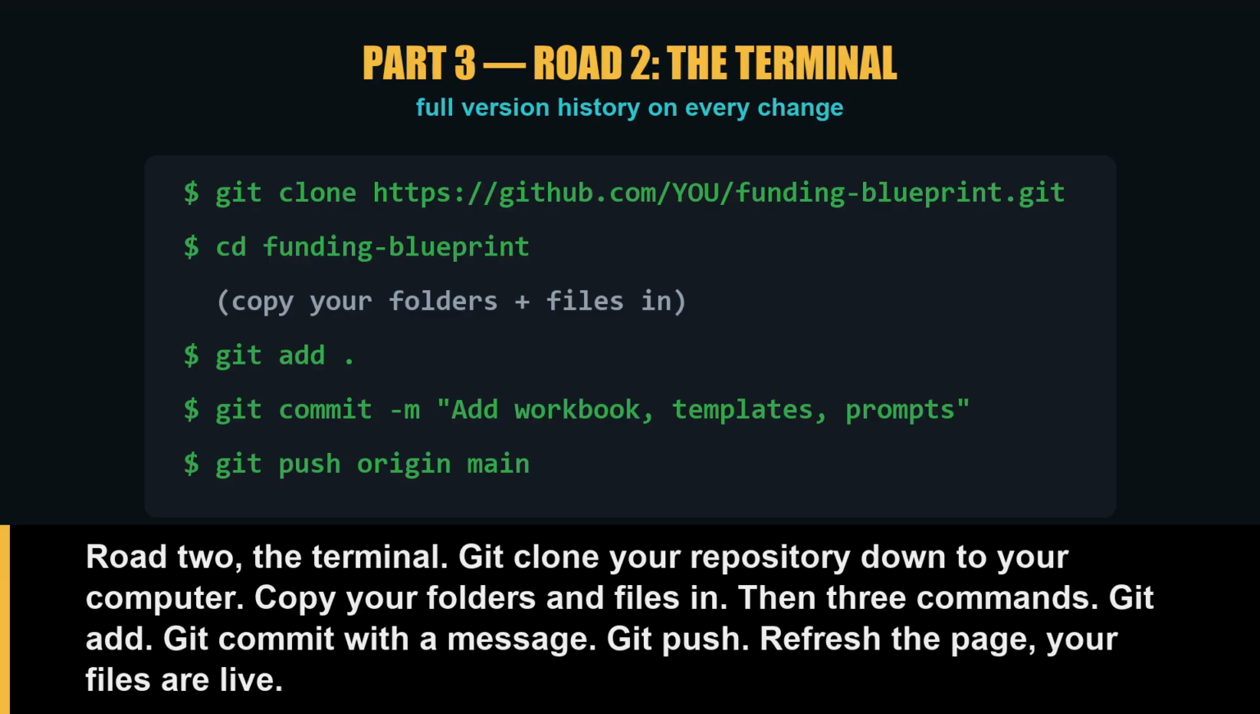Road 2, the terminal. Git clone your repository down to your computer, copy your folders and files in. Then 3 commands: git add, git commit with a message, git push. Refresh the page, your files are live.